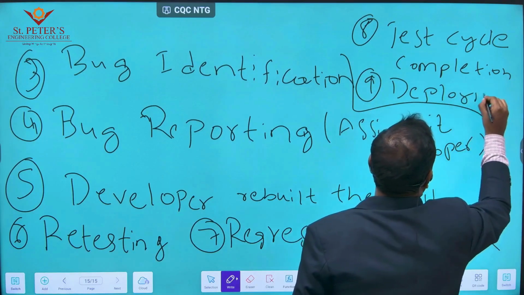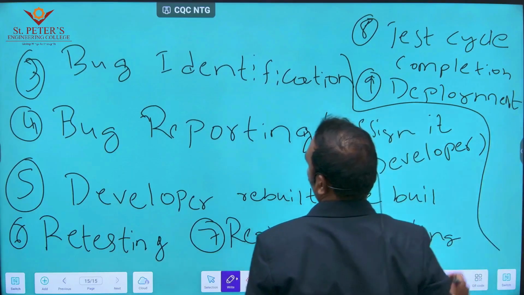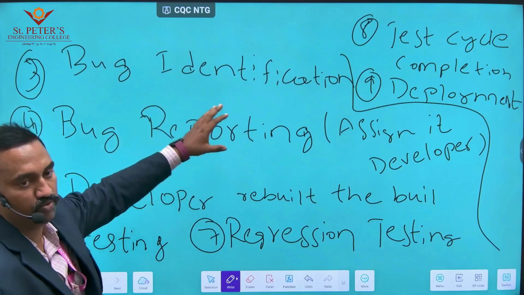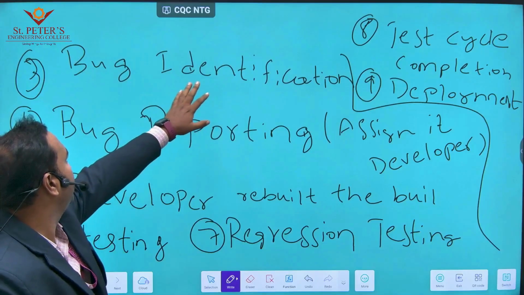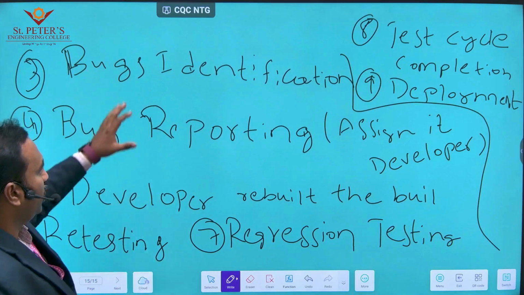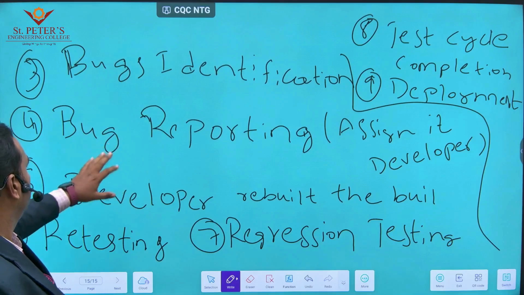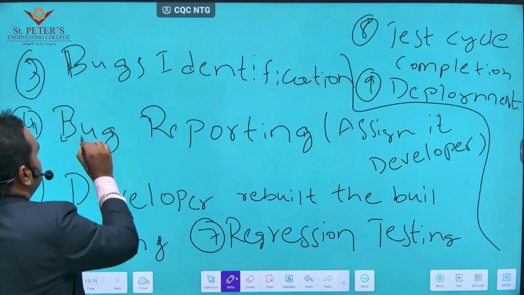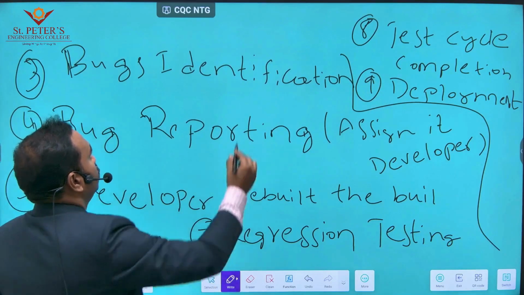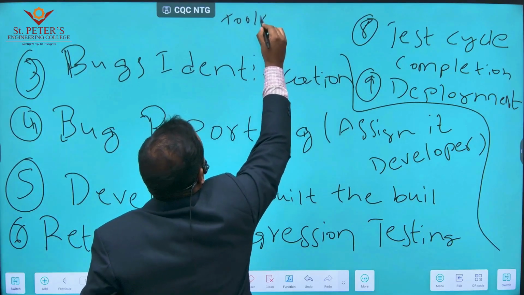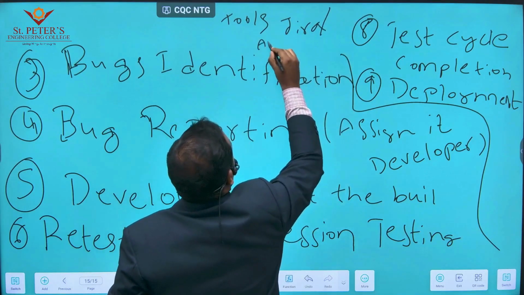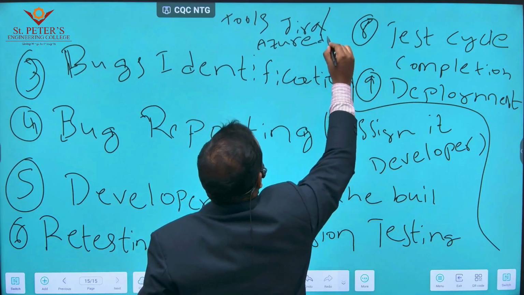So I'm going to conclude on this. Once the testing has been done, if you find any bugs, you identify the bugs in this stage. After identifying the bugs, the next stage is called bug reporting. For reporting the bugs, you have tools. In the industry we have tools like Jira and Azure DevOps.